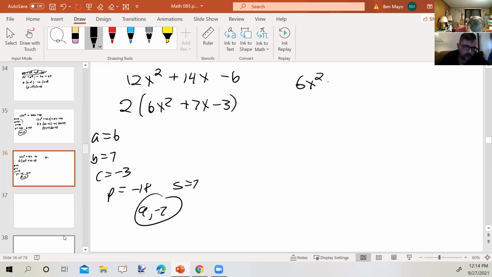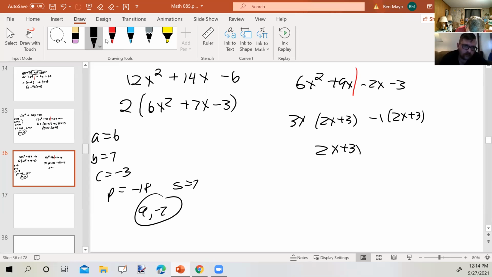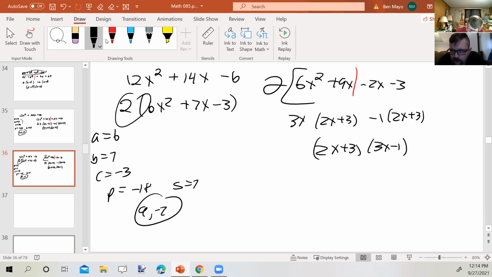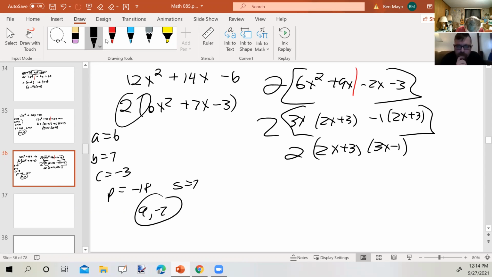So 6x squared plus 9x minus 2x minus 3. Greatest common factor, 3x, 2x plus 3, minus 1, 2x plus 3, 3x minus 1, and it's wrong. What did I forget? And I did this on purpose because students do this a lot. What did I forget? The 2, which is why I should have dragged it along with me. Okay, so take the time, bring it along so that it's there at the end.